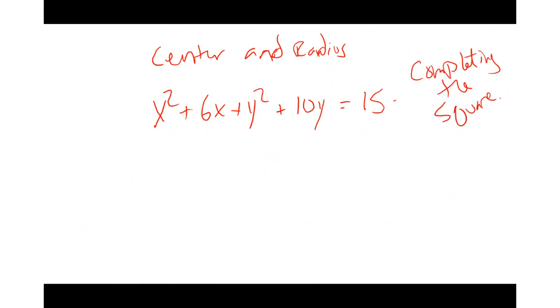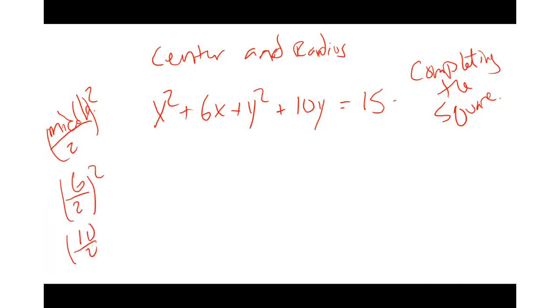The way you do it is you're going to take the middle number, divide by 2, and square it. So it's 6 divided by 2, square. It's 10 divided by 2, square. So 6 divided by 2 is 3. 3 squared is 9. 10 divided by 2 is 5. 5 squared is 25. So here's the way it's going to go down.